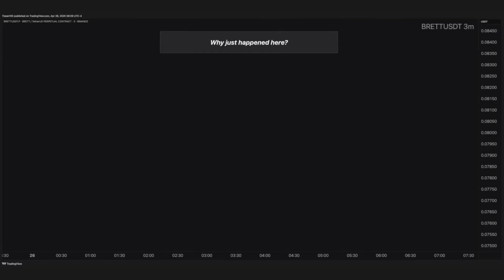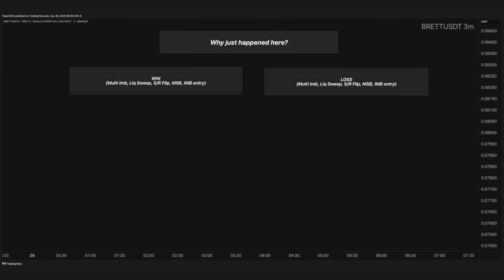So let's question this. What really just happened here? The winning setup: multi-imbalance area, inner liquidity sweep, inner SR flip zone, market structure break, and imbalance entry. What about the losing setup? Multi-imbalance area, inner liquidity sweep, inner SR flip zone, market structure break, and the imbalance entry. Wait, what? 100% exactly the same setup. Zero difference at all. How is this even possible? It sometimes works, and it does not work another time.